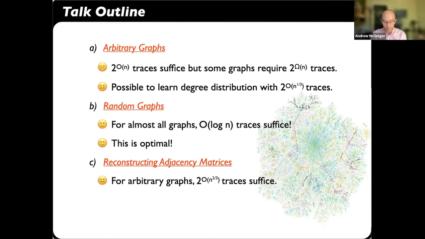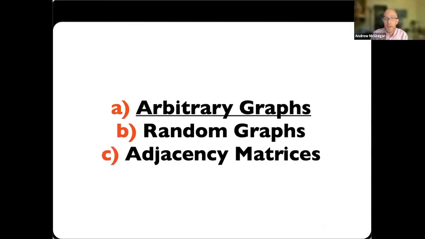But we're going to have two main results. That for arbitrary graphs, exponential in n to the 2/3 traces suffice, and for sparse graphs, specifically the kind of graphs with constant degeneracy or constant arboricity, exponential in cube root of n traces suffice. Okay, so that's what I'm going to talk about.